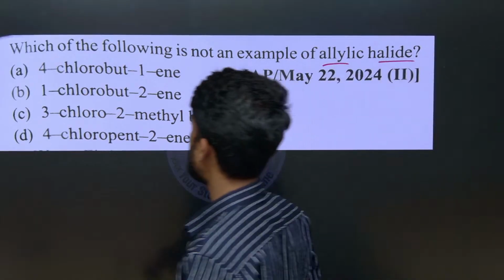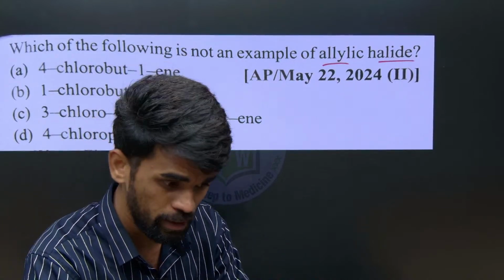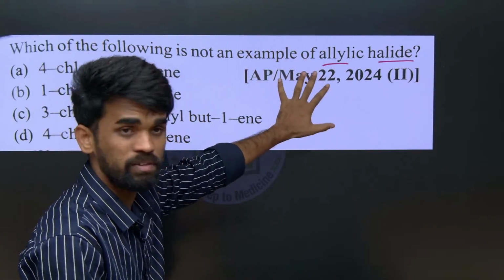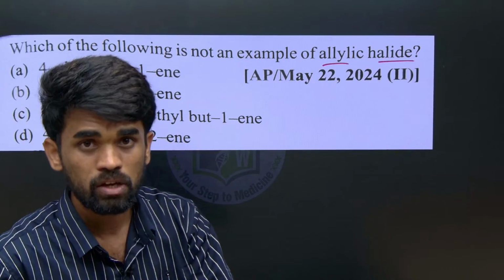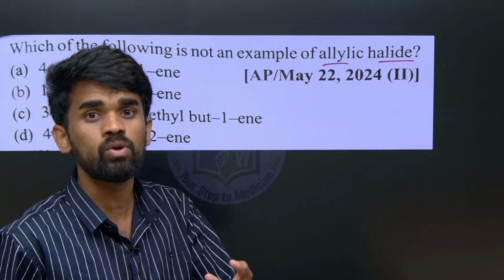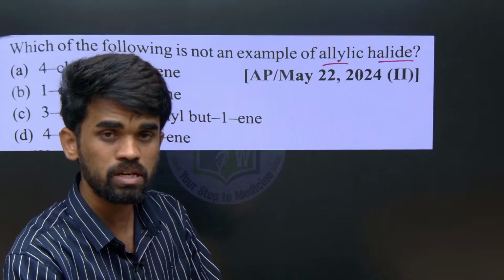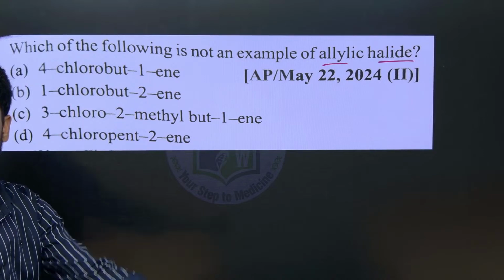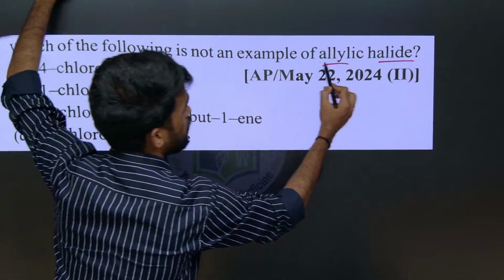Next, which one of the following is an example of allylic halide? How can we identify this? I don't want to waste too much time on theory, so I will discuss the theory plus concepts plus PYQs, previous year questions of NEET and EAPCET, so that every student feels they are solving previous year questions too. We need to cover theory, but PYQs are very important here. It will give us clarity and confidence.